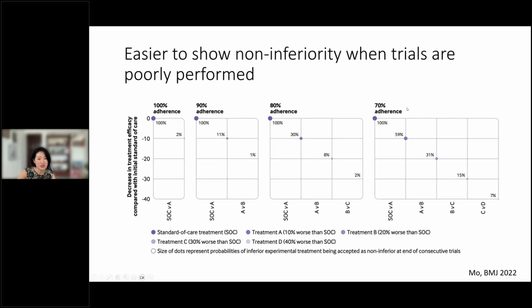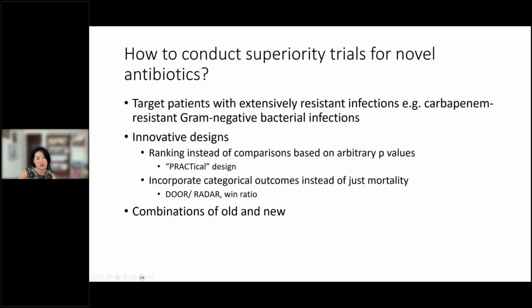So how do we shift to superiority trials instead of depending on non-inferiority trials? And here are some potential solutions. So first, we can consider targeting patients with extensively resistant infections, such as carbapenem-resistant gram-negative bacterial infections, where standard of care, for example, in Asia remains to be polymyxins. And polymyxins are older antibiotics of relatively poor efficacy, which novel antibiotics can be compared to.